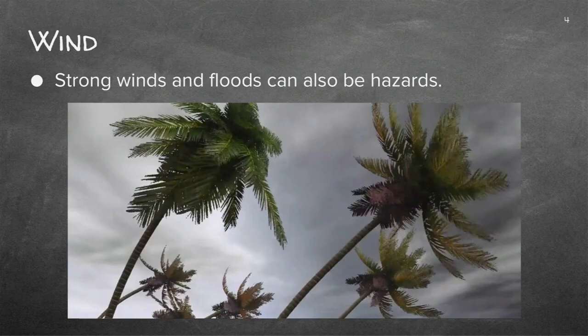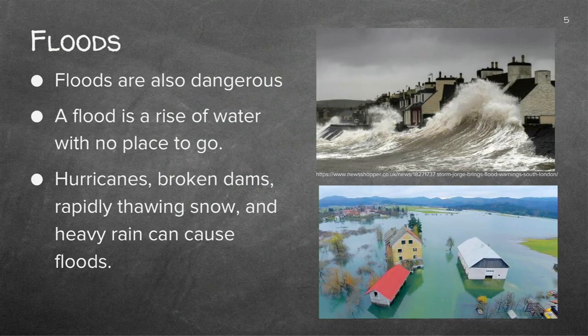So when we talk about strong winds, that relates back to where we have hurricanes and tornadoes, and hurricanes normally also bring floods. Floods are also very dangerous. A flood is a rise in water with no place to go. Hurricanes, broken dams, rapid thawing of snow, and heavy rain can cause floods.